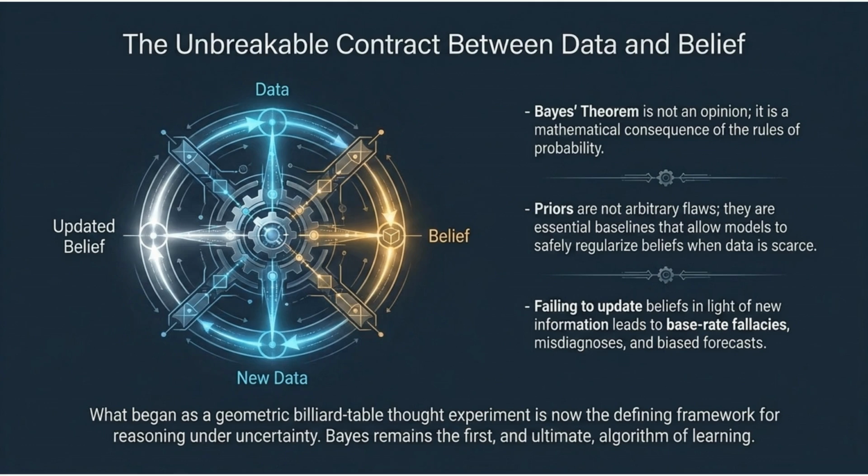The unbreakable contract between data and belief. Bayes' theorem is not opinion. It follows from the rules of probability. Priors are not arbitrary flaws. They are essential baselines that regularize belief when data is scarce. Failing to update leads to base rate fallacies, misdiagnoses, and biased forecasts. What began as a geometric billiard table thought experiment is now the defining framework for reasoning under uncertainty. Bayes remains the first and ultimate algorithm of learning.